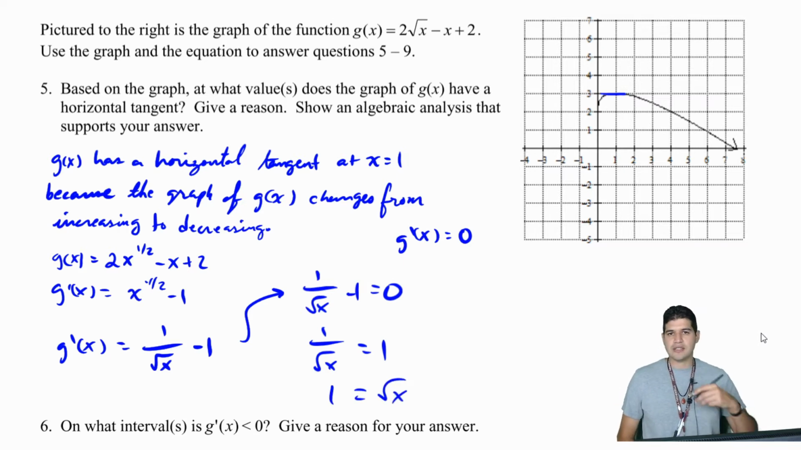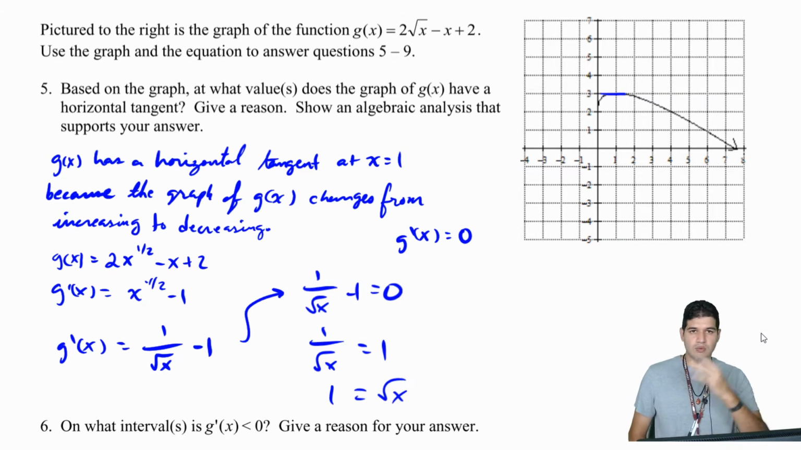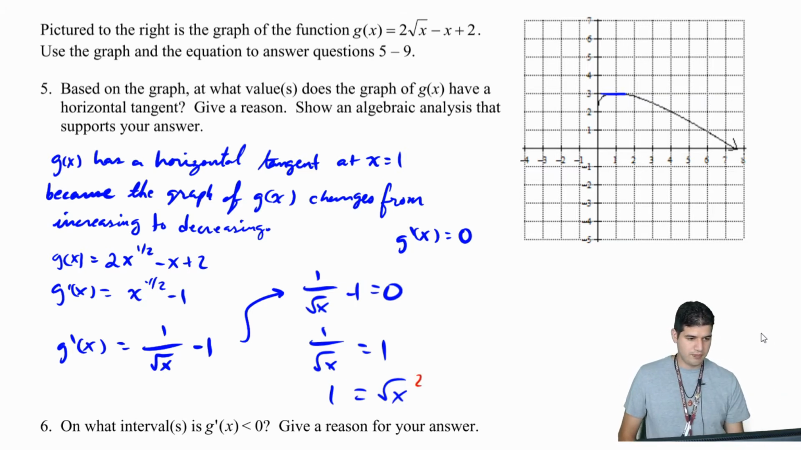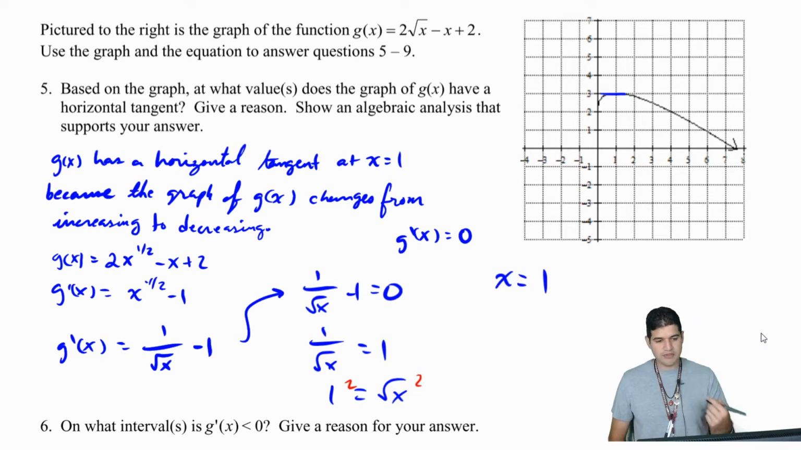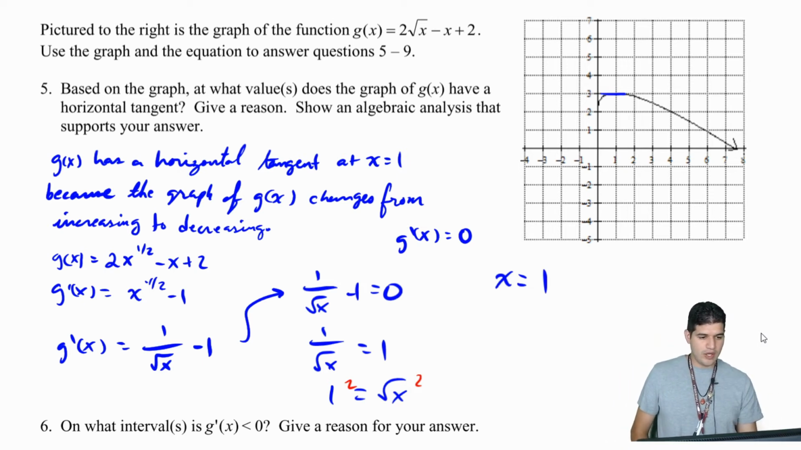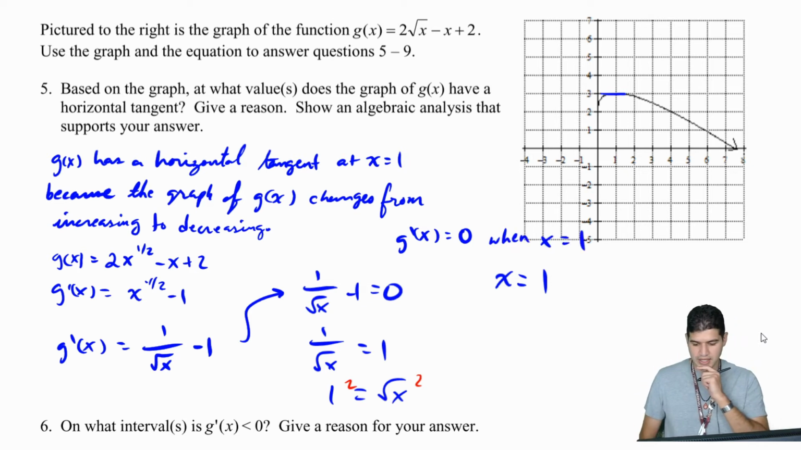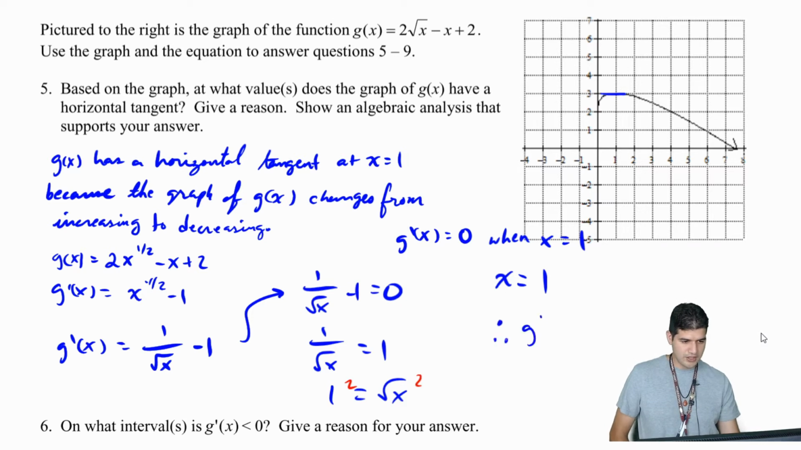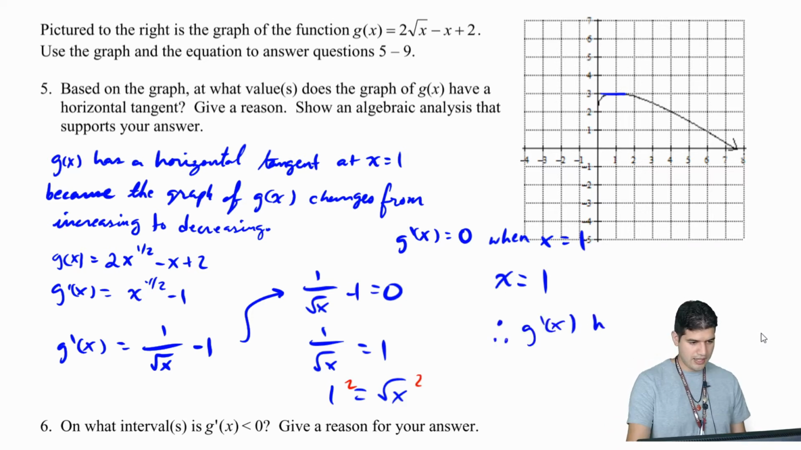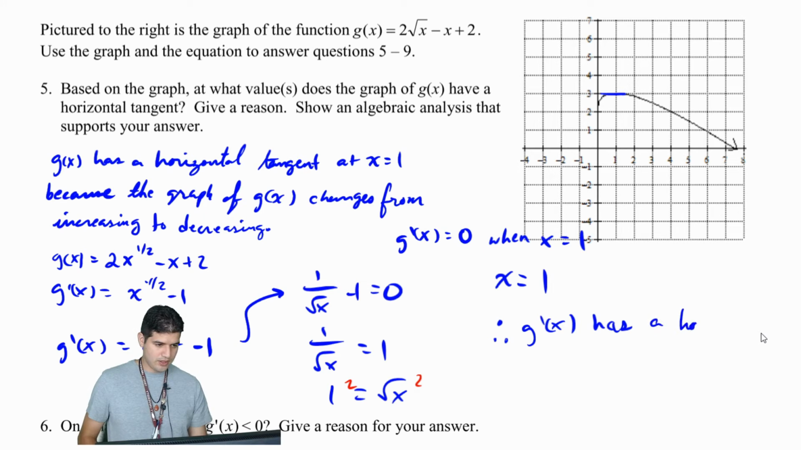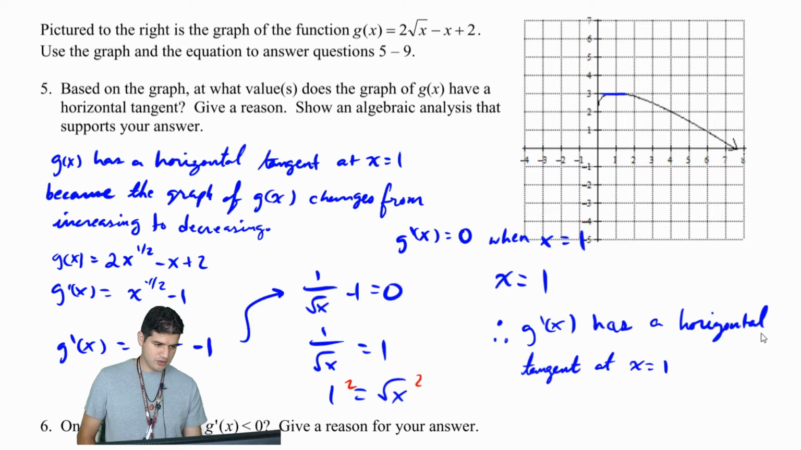And all I have to do to get rid of that square root is square both sides. So I get x on the right side: x equals 1 squared, which equals 1. So g prime of x equals 0 when x equals 1, which we just proved. Therefore, g of x has a horizontal tangent at x equals 1.